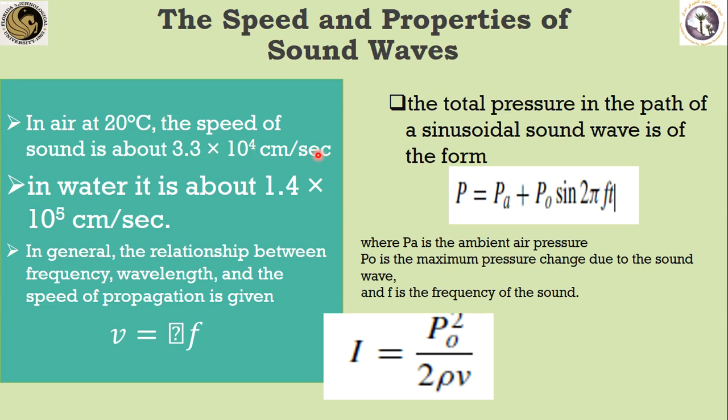centimeter per second. And most of the students make mistakes when they ask what is the speed of sound and what is the speed of light. The speed of light is 3 multiplied by 10 power 8 meter per second. The sound is 3.3 times 10 power 4 centimeter per second. In water, the sound travels at a velocity of 1.4 times 10 to power 5 centimeter per second.